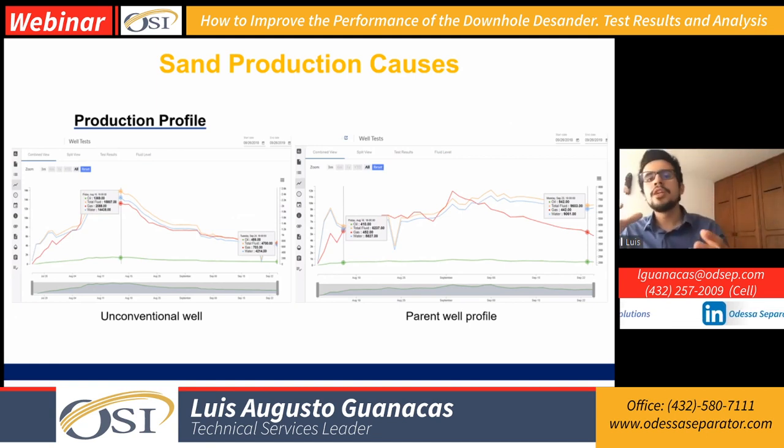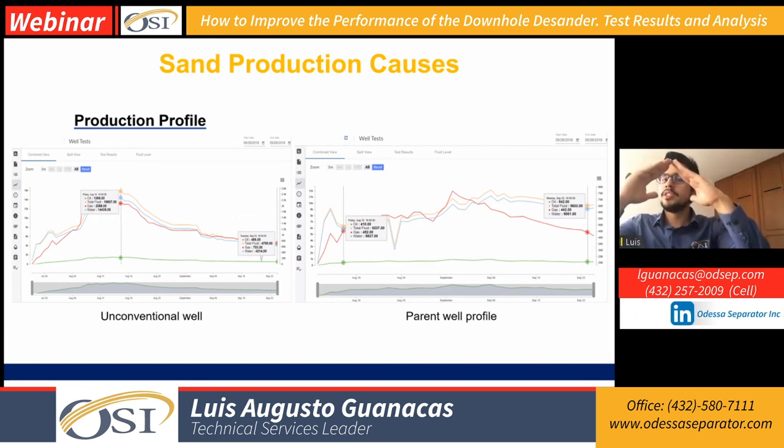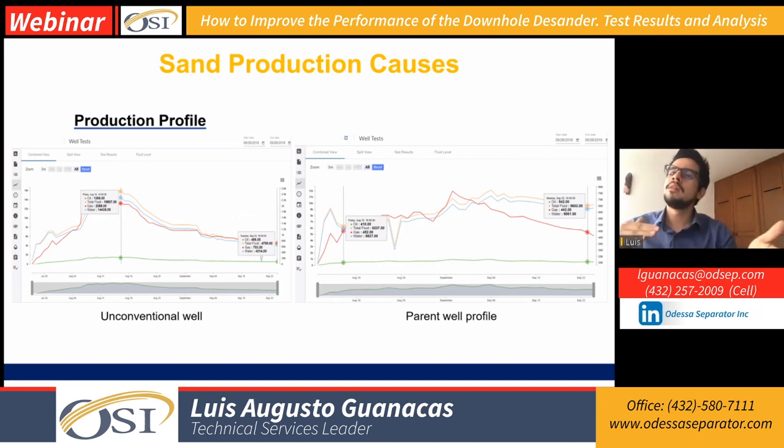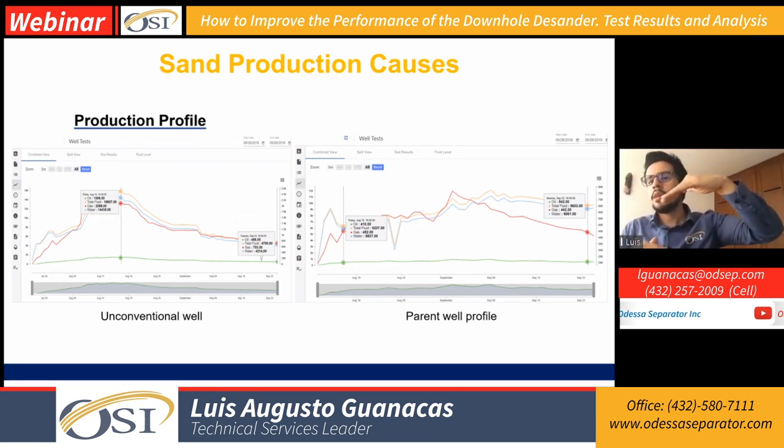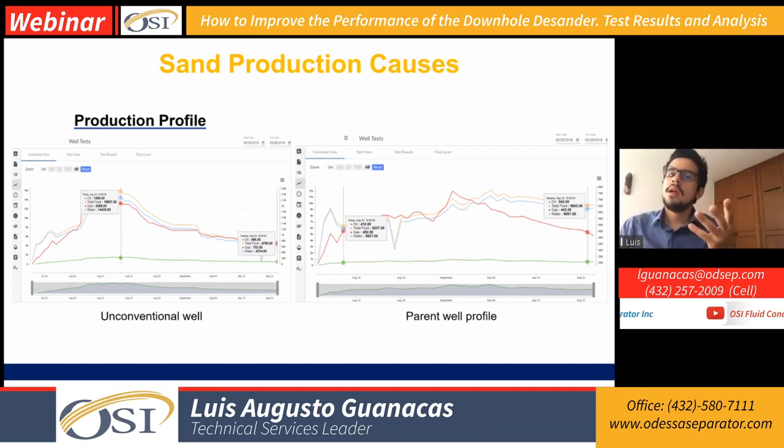unconventional well. If you see, you're going to have an initial high production, which is a peak, which normally goes between 15,000 barrels to 5,000. So it's a huge range. Then we're going to have a declination, and then we're going to have a stabilization of the production. This is the normal production profile. We can call this well a parent well, which is the first well that I installed in a pad.